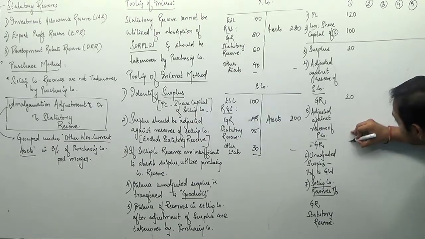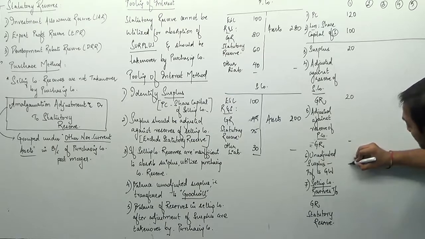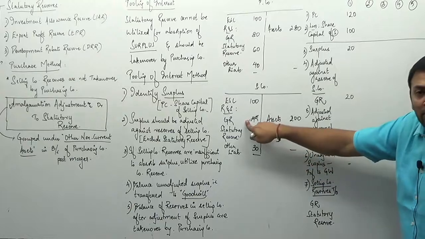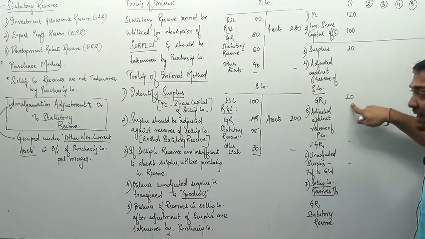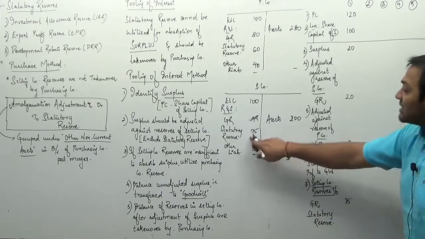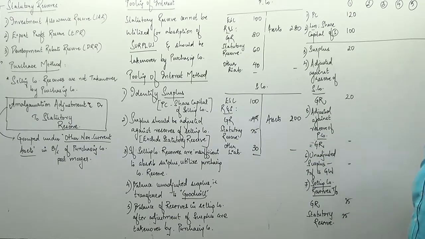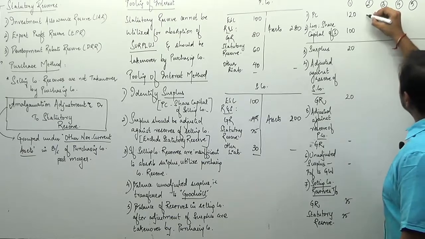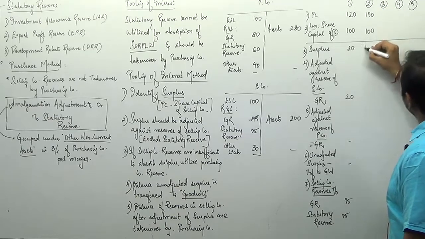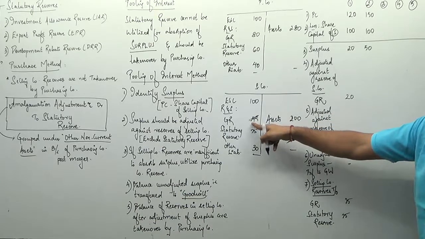I don't need to use the purchasing company reserve at all because the selling company reserve is sufficient. There is no unadjusted surplus to be transferred to goodwill at all. What is the selling company reserve taken over? How much general reserve was there? 45. How much did you utilize? 20. What is the balance reserve? 25. What is the statutory reserve? 25. I did not adjust it against the surplus. Entire 25 will be taken over. Let's take the second case. Let's say this was 150. 100 rupees share capital, 50 rupees surplus. How much can I adjust against the selling company general reserve?